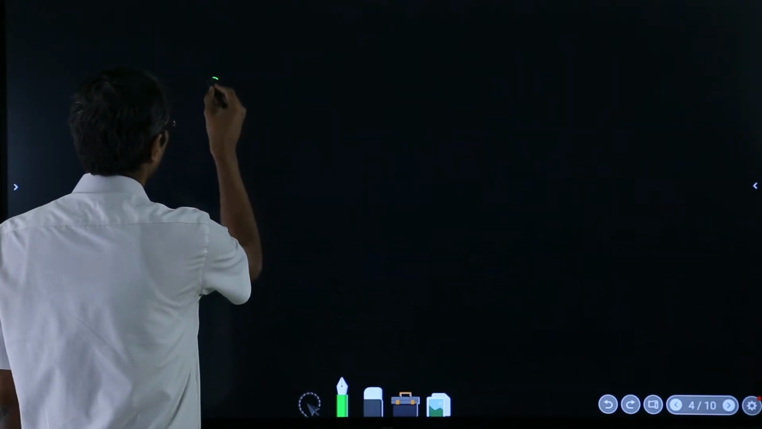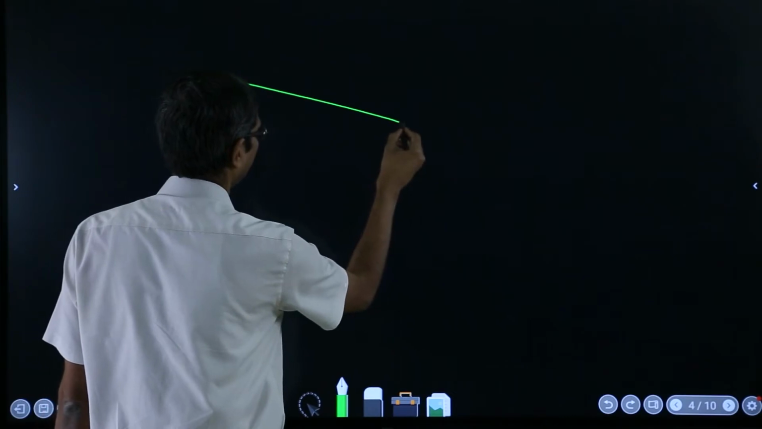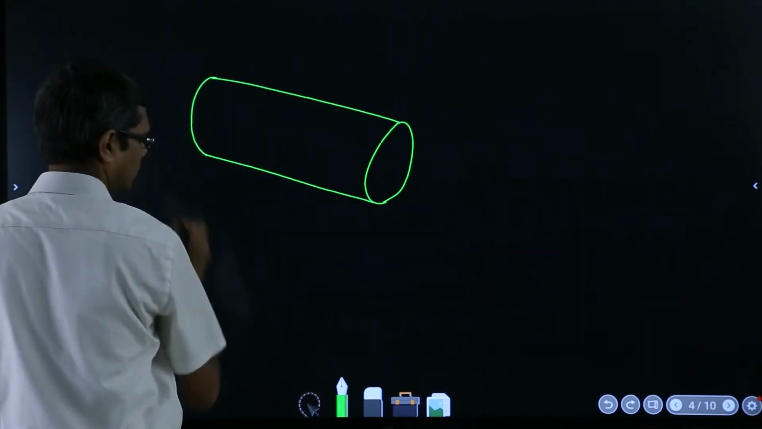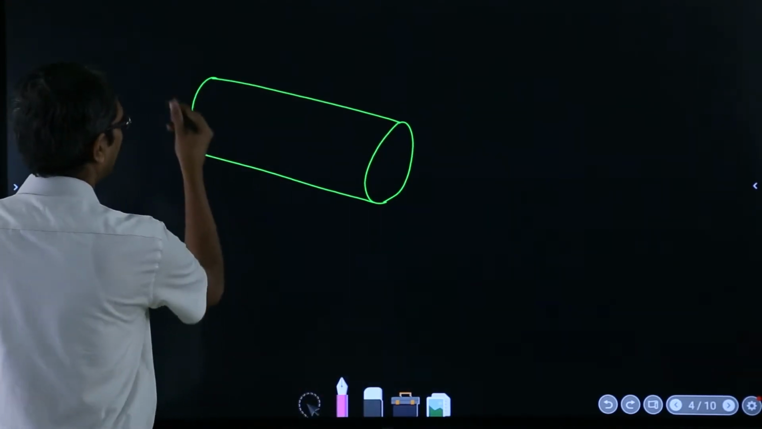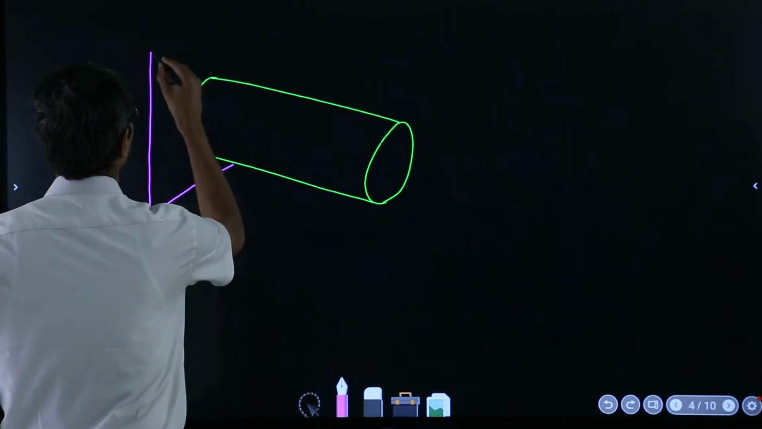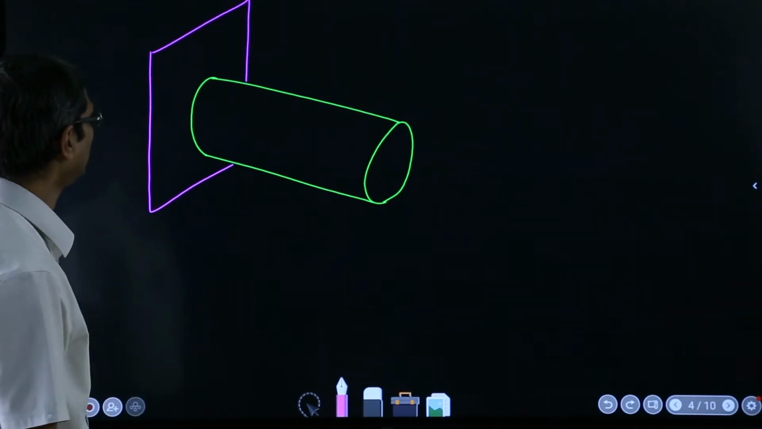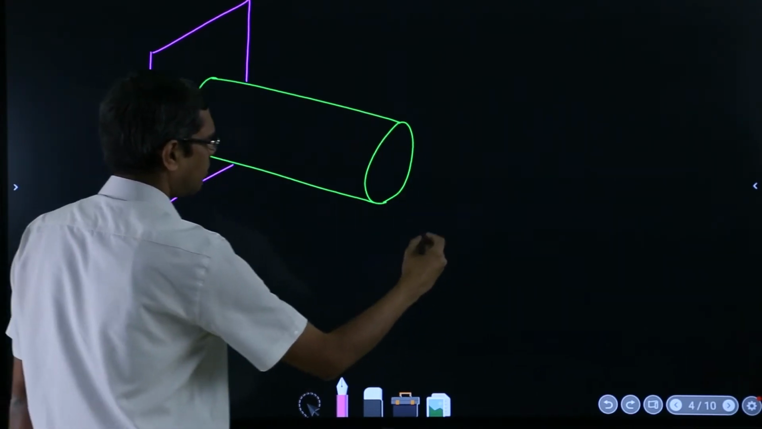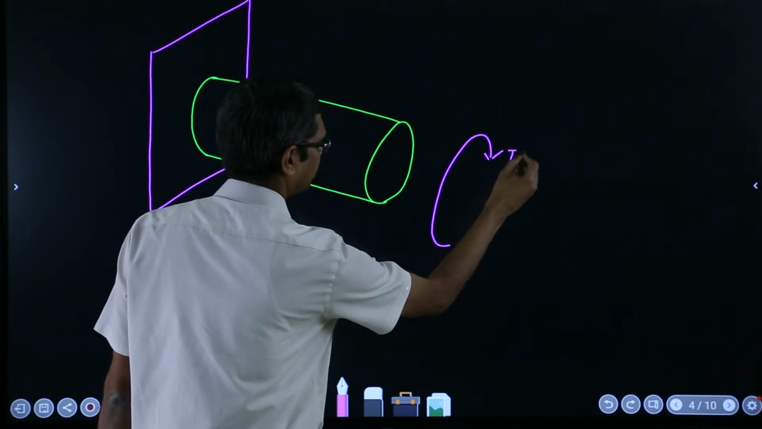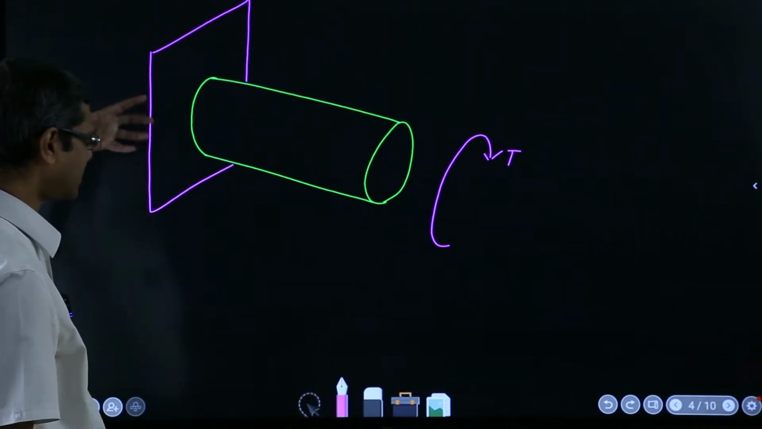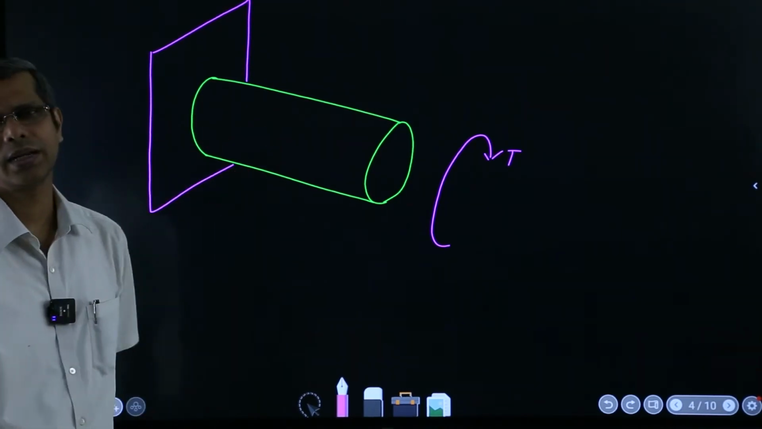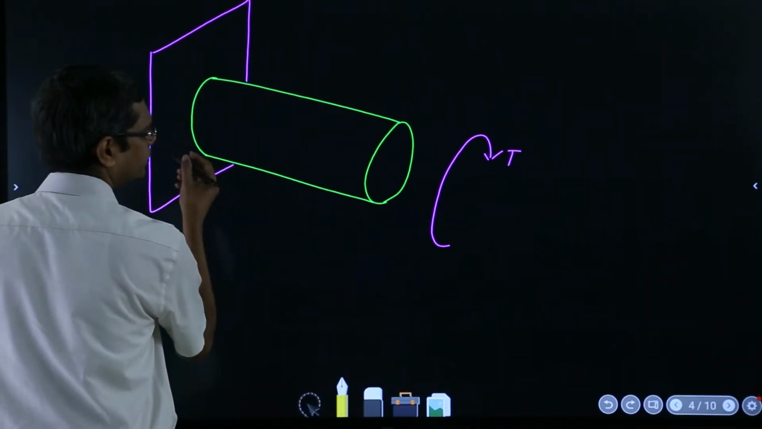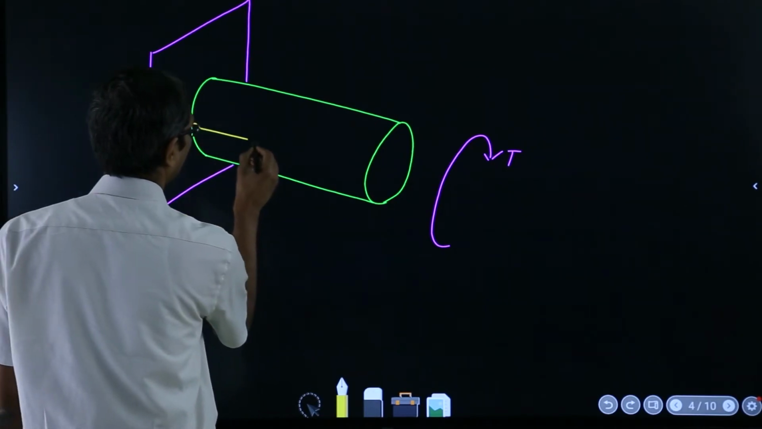Suppose you have, so let me attach this to a wall somewhere like that. So that it is fixed to the wall, and now you are twisting by applying a torque T. Obviously the wall also is applying the same torque T from the other side, and that is the canonical form. And now you think about a line like that.